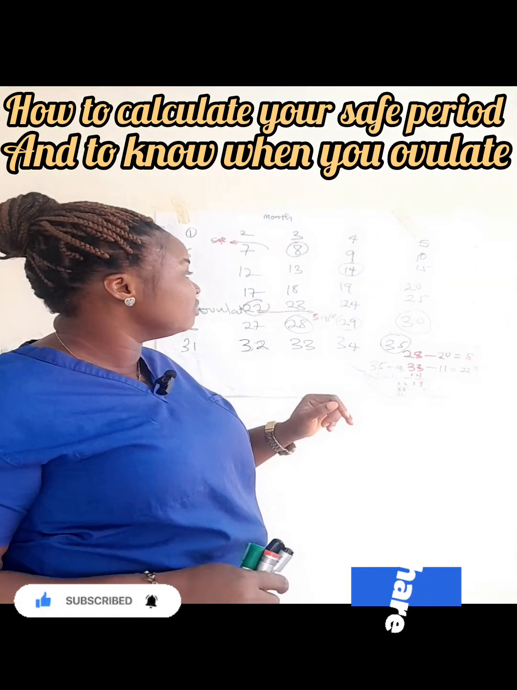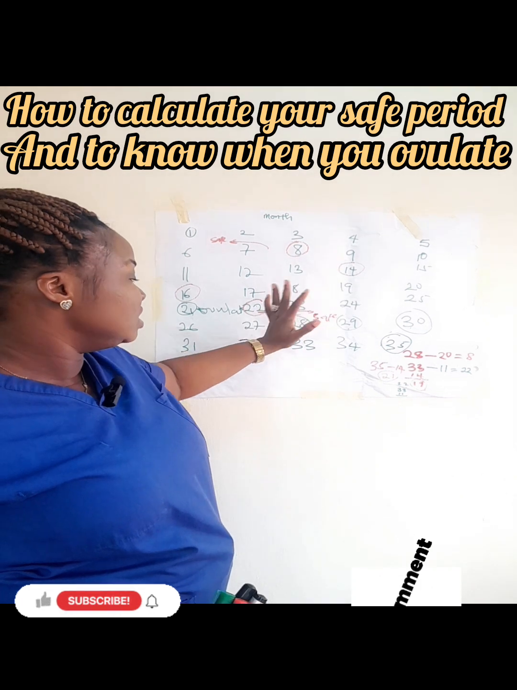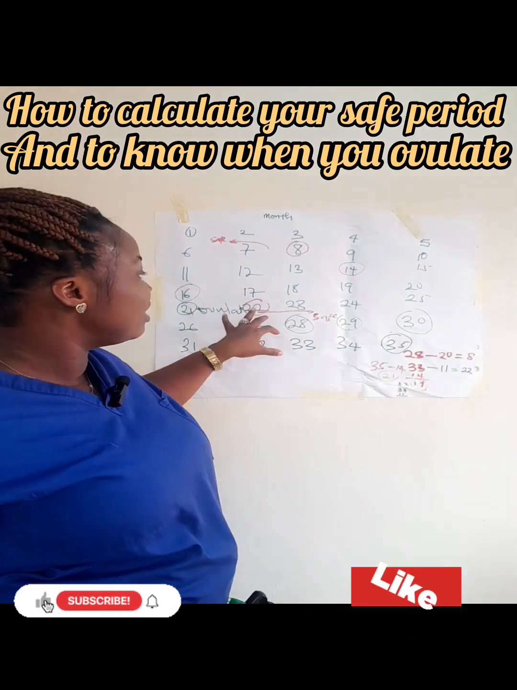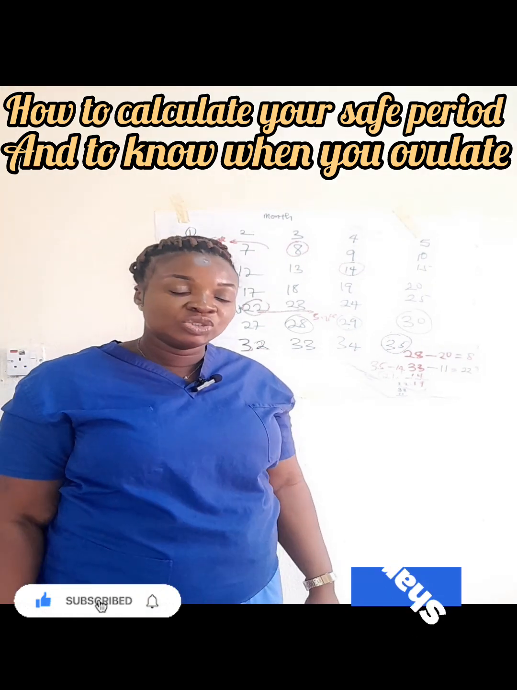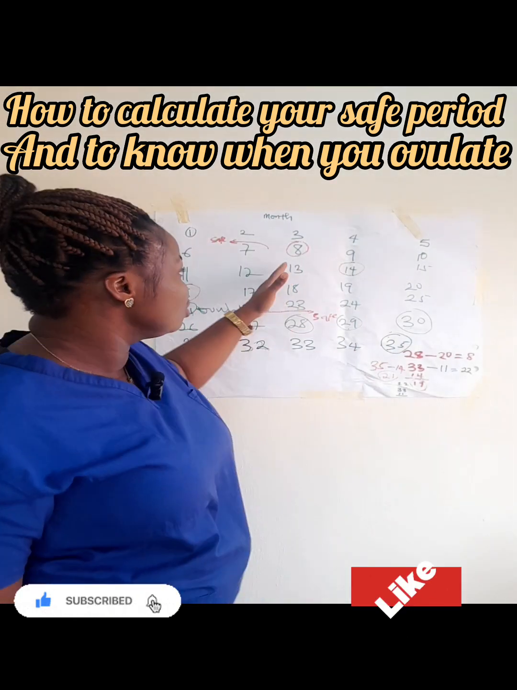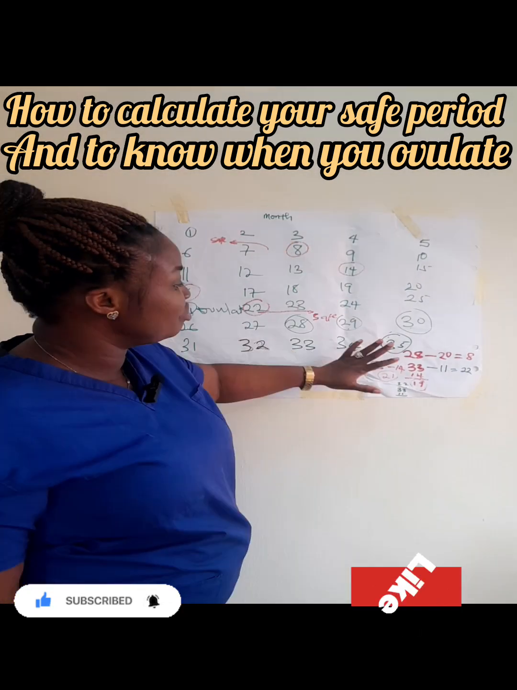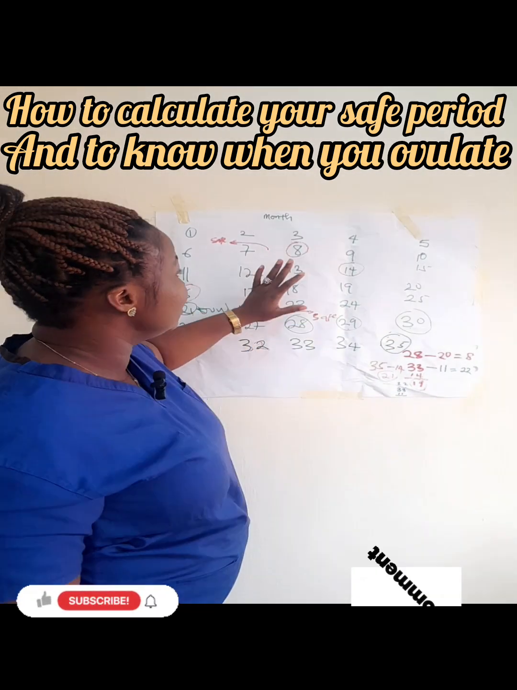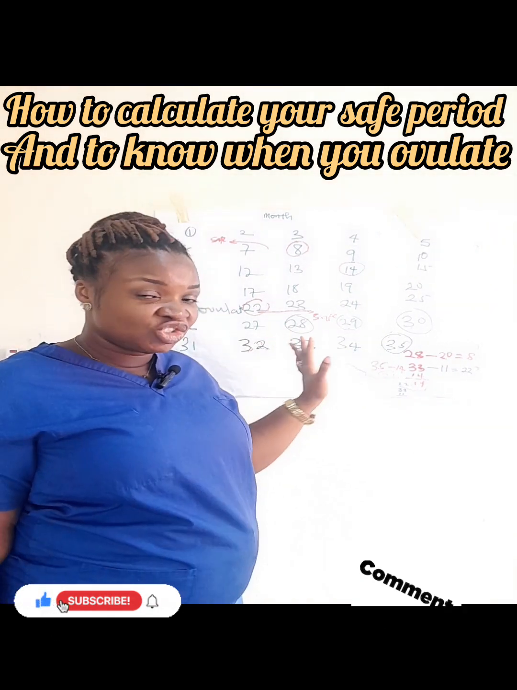However, if you want a female child, you can start from any period that you are not safe and start having intimacy, and as much as possible avoid your ovulation days and see what happens. Most likely it is going to be a female child. So this is how to calculate your safe period, this is how to calculate your ovulation period, and this is how to calculate when you are safe and not safe to have intercourse. This is the natural method.